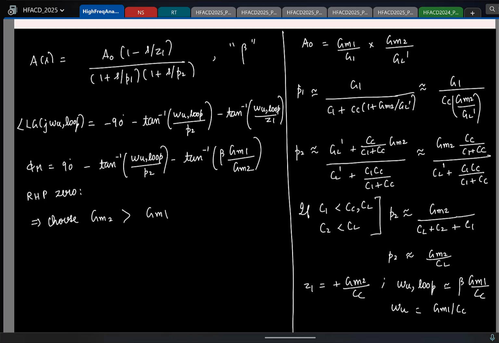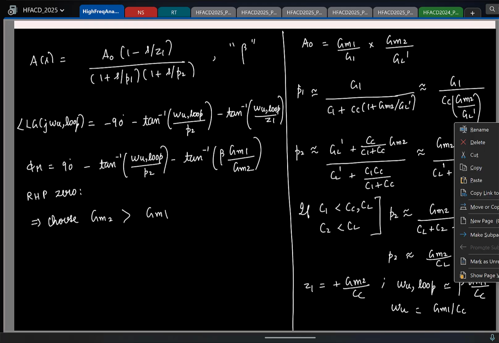Any confusion? This is the term due to the RHP0, right? That's what this is. I want to minimize this angle, so which means I should have a larger GM2. Okay. So let's take a simple example and see.